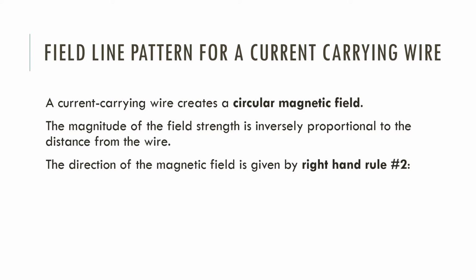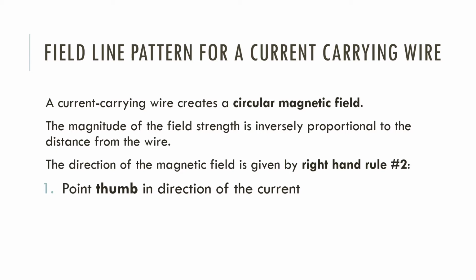So to draw this circular field, there's another right-hand rule. We're going to call it right-hand rule number 2, just so we can keep them straight. This is anytime you have current flowing, you're really using right-hand rule number 2. The first thing you do is you take your thumb, you point it in the direction of the current. So your thumb shows you which way charge is flowing through the wire.